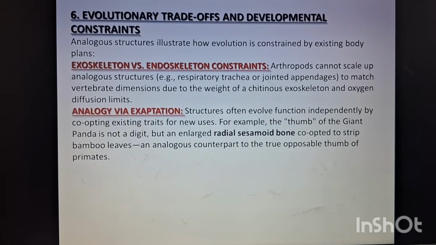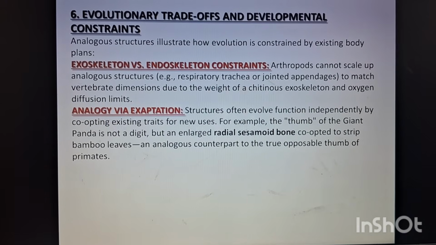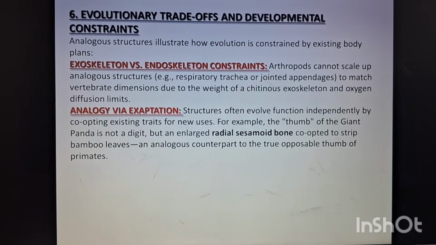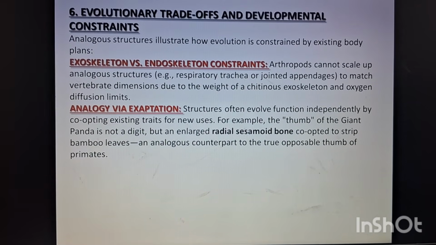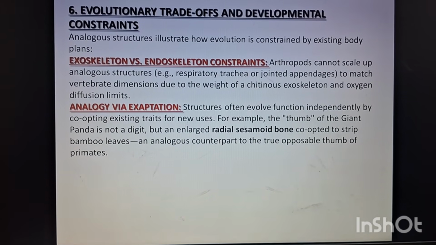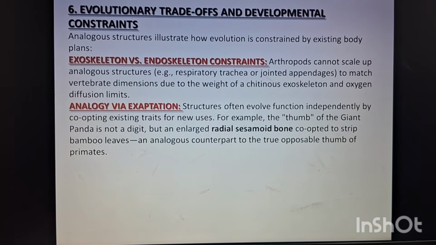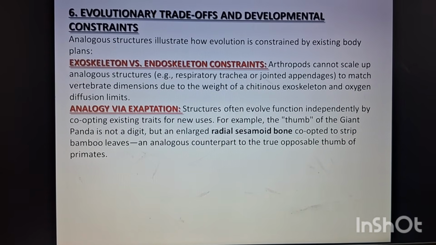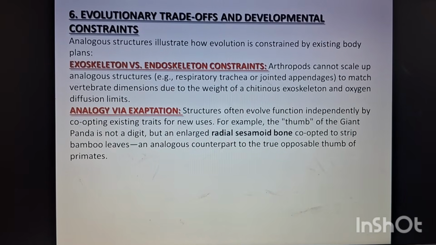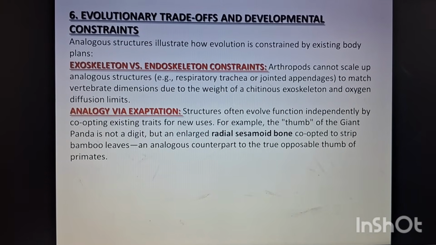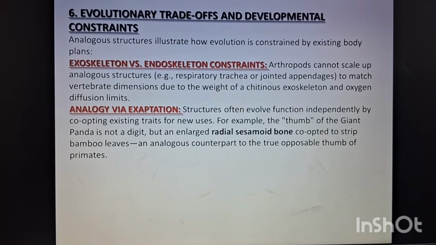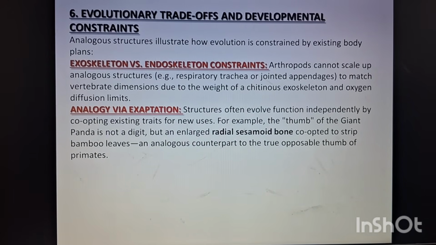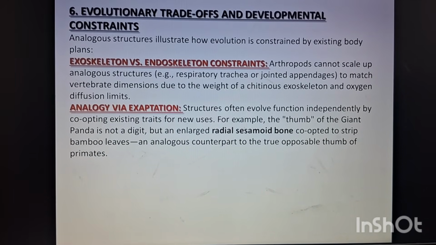Next, analogy via exaptation. Structures often evolve function independently by co-opting existing traits for new uses. For example, the thumb of the giant panda is not a digit but an enlarged radial sesamoid bone co-opted to strip bamboo leaves, an analogous counterpart to the true opposable thumb of the primates. Now the topic has ended.